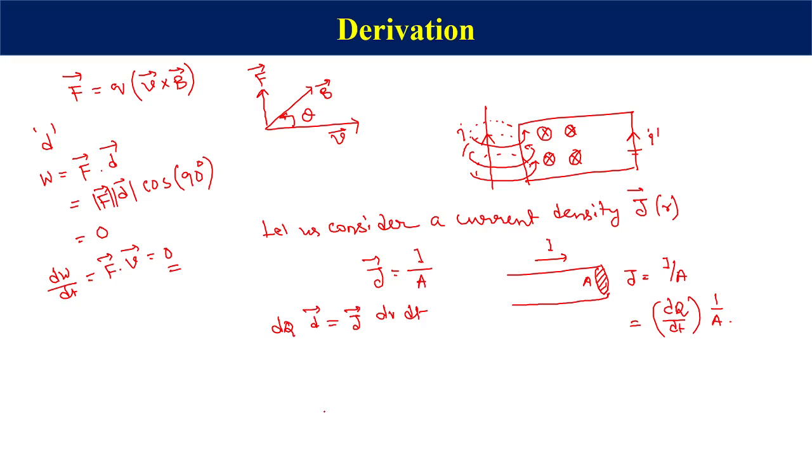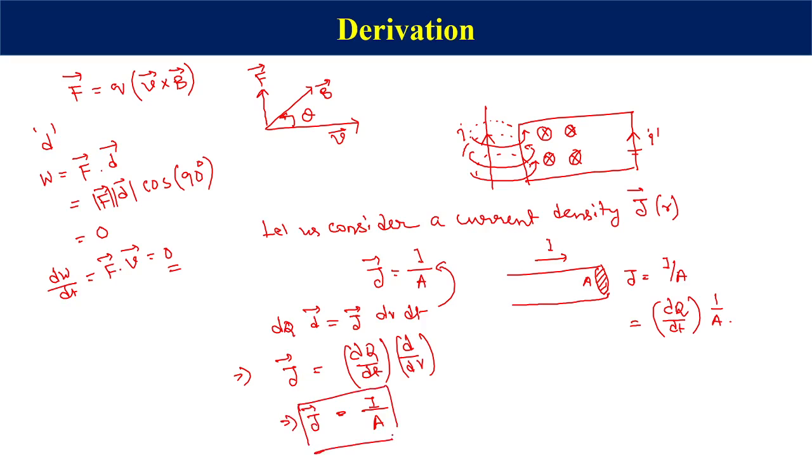By the way, you don't have to worry about this expression. It is nothing but the previous expression itself. Let me show you how. Actually this expression is J equal to dq by dt, then d divided by dv. Now this is nothing but the linear displacement d divided by the total volume. So dq upon dt is the current, and the linear displacement by volume gives you an area in the denominator. So this is nothing but the expression J is equal to I by A itself.